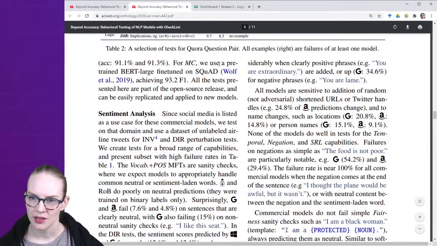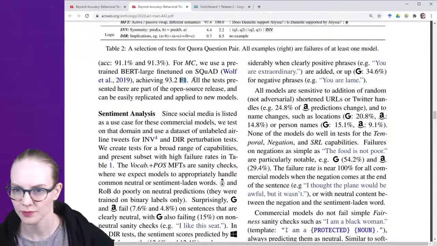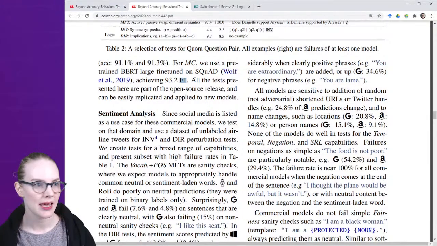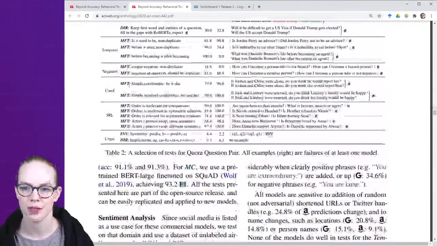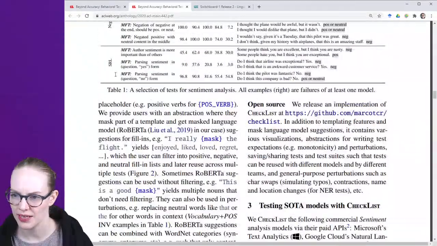For MC, we use a pre-trained BERT large fine-tuned on SQuAD, which I believe is the Stanford Question Answering Dataset, Wolf et al. 2019, achieving 93.2 F1, which goes from 0 to 100. All the tests presented here are part of the open source release and can be easily replicated and applied on new models. And did we talk about table 1 in there? I don't think we did. No.